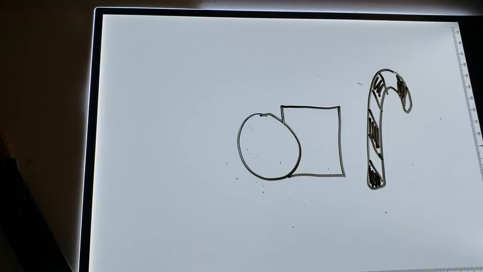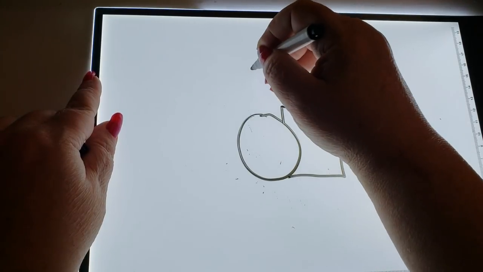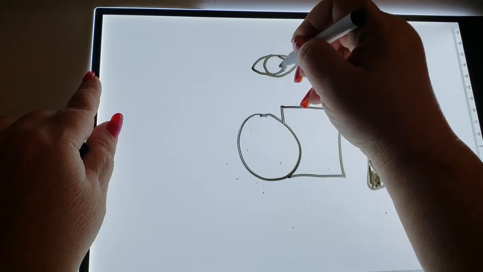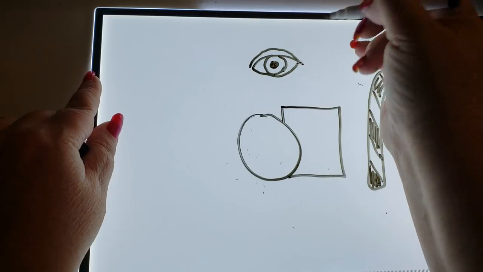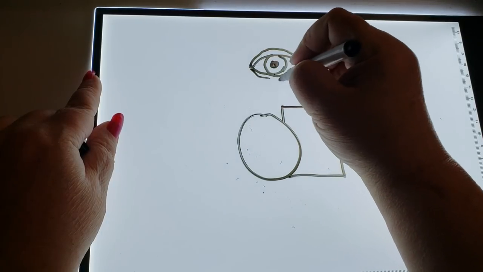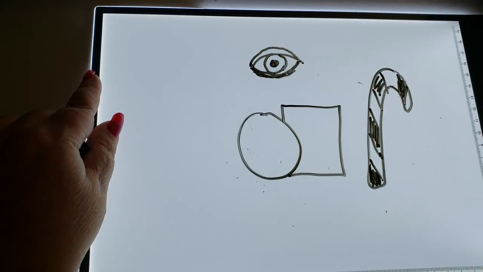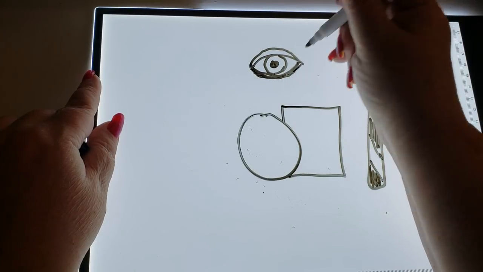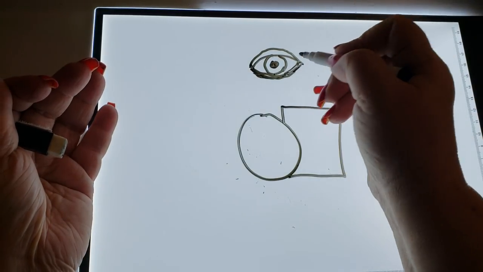An example of a hard line, say, on a face would be the eye. So here you have the eye, okay, and you have the waterline going there. This waterline separates from the face, it sticks out, so it's going to be a hard line.